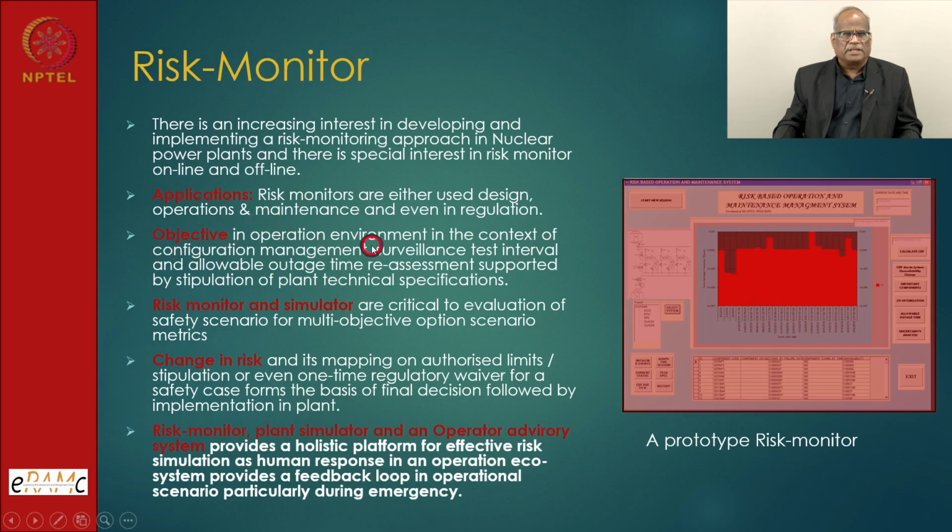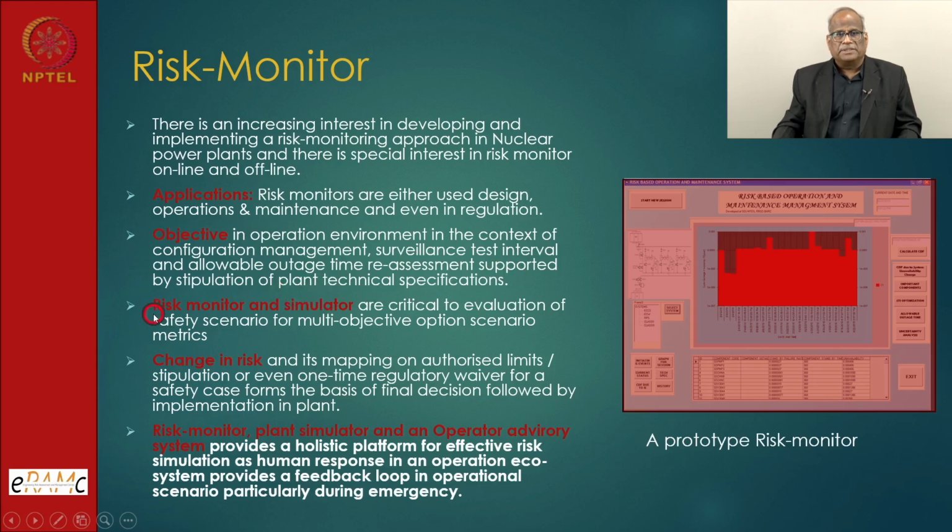application is risk monitoring, either in operation, maintenance, and in regulation if you want to check. The objective in the operation environment, in the context of configuration management, surveillance test interval estimation, all those things we can do. Some increase in risk, or we can plot our trend graphs here, and because technical specification optimization is a stipulation, if we want any change, we have to make a robust case. So we have to show the trend of increasing or decreasing risk for the various metrics that we have selected for demonstration.